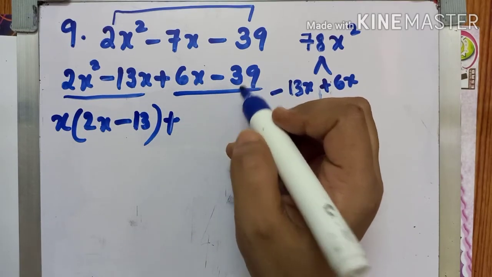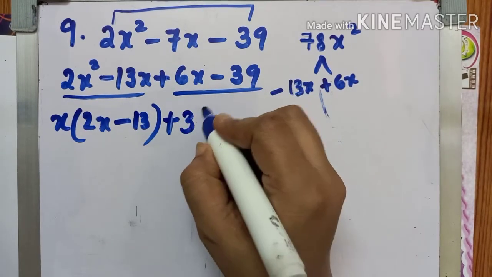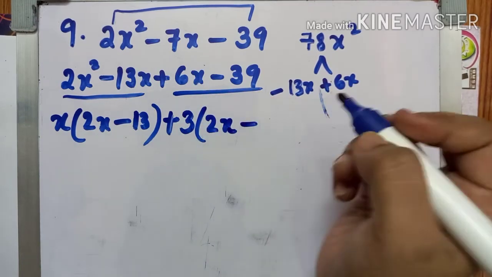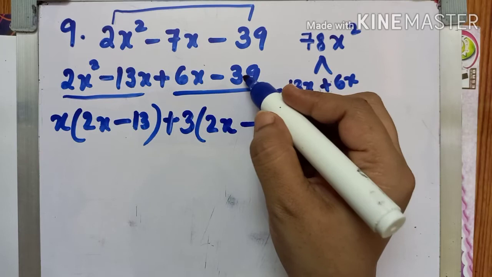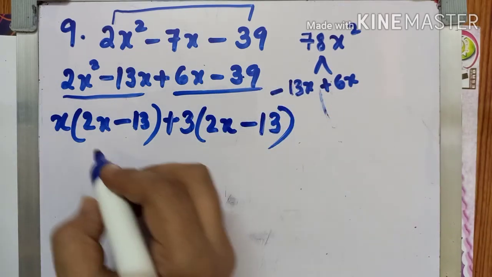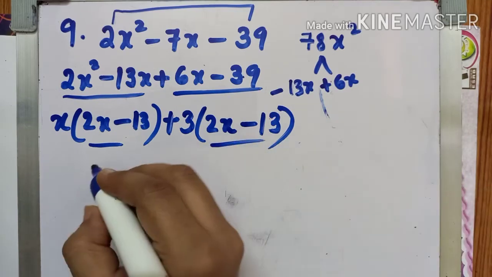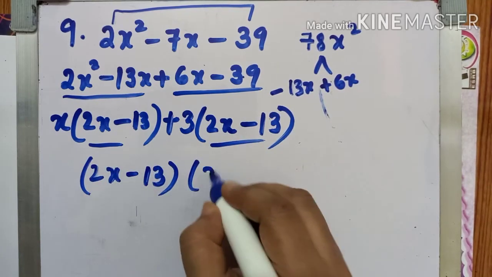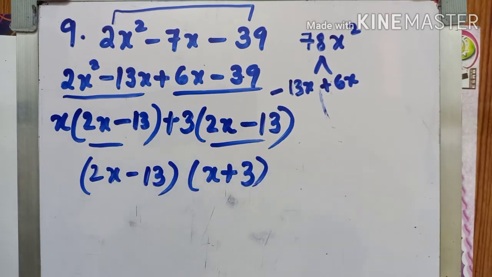So what can you take common? 3 you can take common, 3 outside of the bracket, then 3 2s is 6 and x as it is. Then minus 3 into what will be 39? 3 13s are 39. Okay, so now 2x minus 13, 2x minus 13 is common. Then x plus 3.